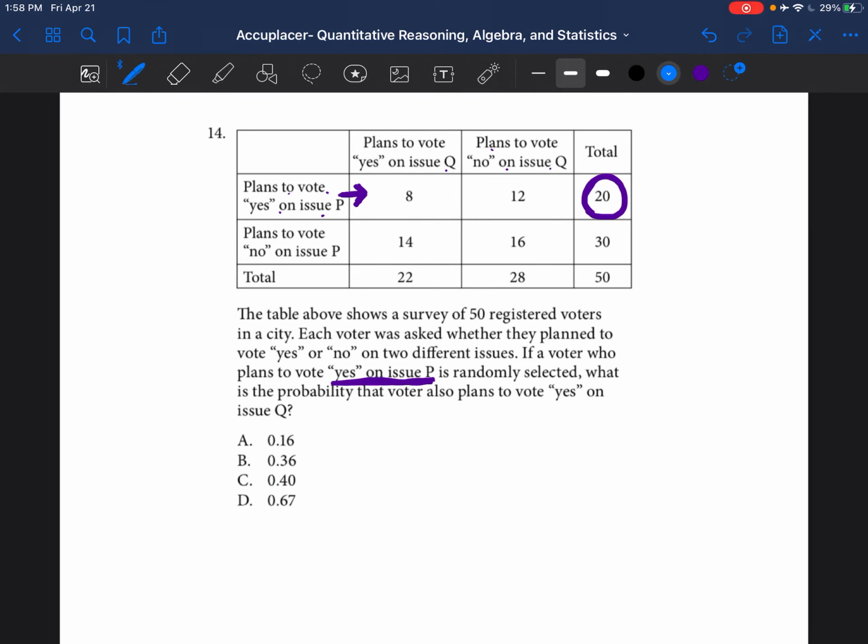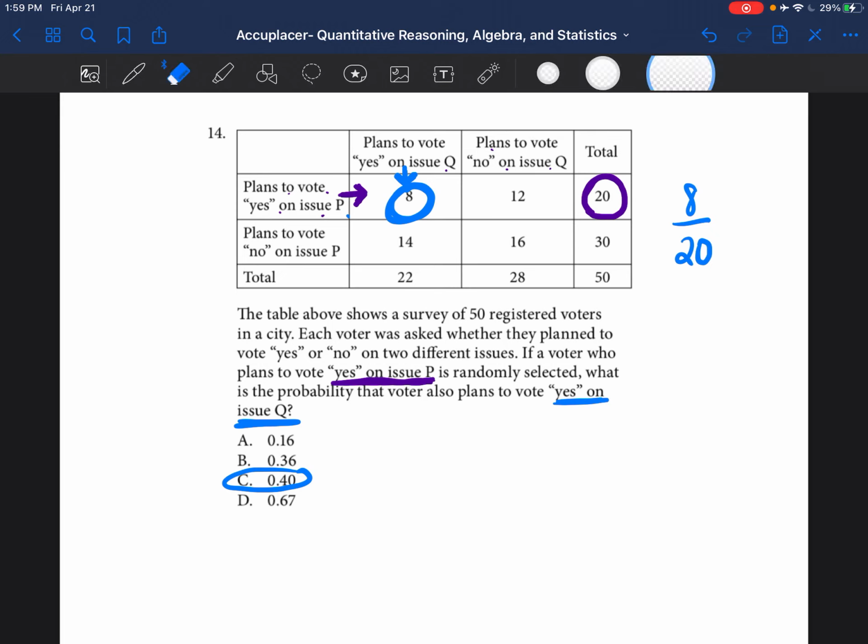Now let's go to the second part of the probability. It says, what is the probability that the voter also plans to vote yes on issue Q? Okay, so plans to vote yes on issue P is over here. So now we're going to look above. Plans to vote yes on issue Q, right here. So how many people plan to vote yes on issue P and plan to vote yes on issue Q? 8. 8 people out of the 20 total people who plan to vote yes on issue P are also going to vote yes on issue Q. 8 out of 20. When you do the division, 8 divided by 20 is equal to C, 0.40.